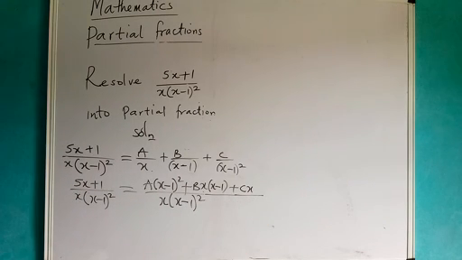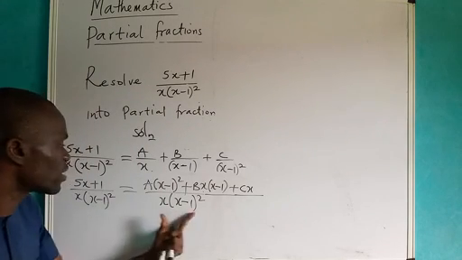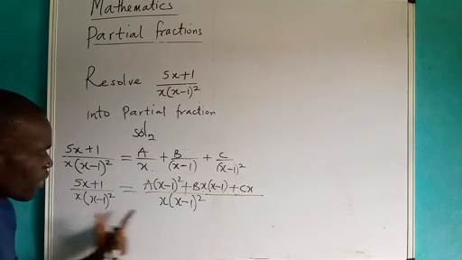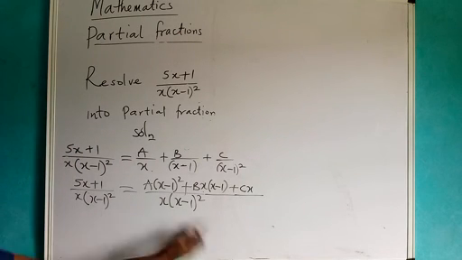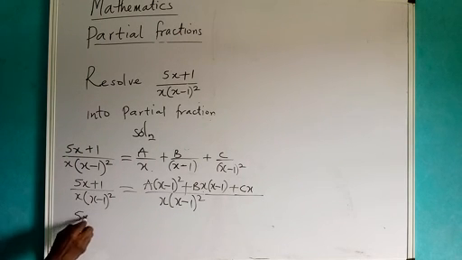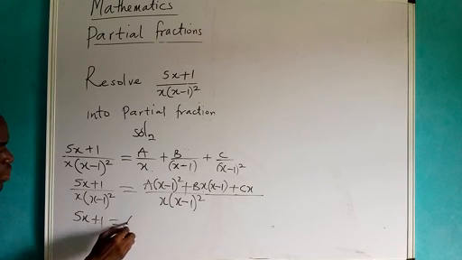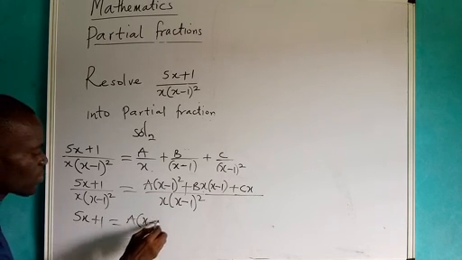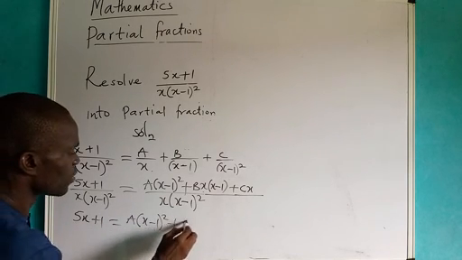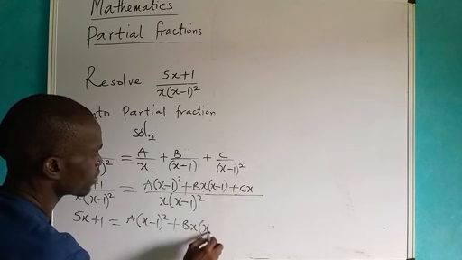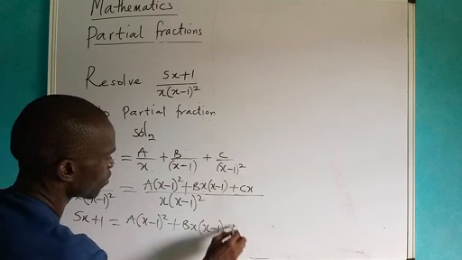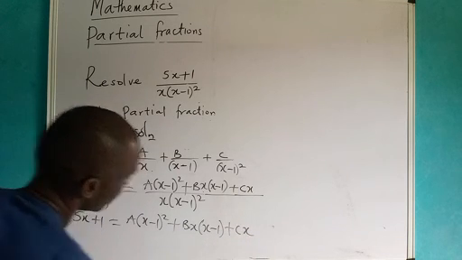It means that now, remember I told you that whenever you have a common denominator, I can do away with the denominator. It means that if I do away with the denominator, I'll be having 5s plus 1 equal a in bracket s minus 1 squared plus bs, s minus 1, plus cs. This is what I will be having there.